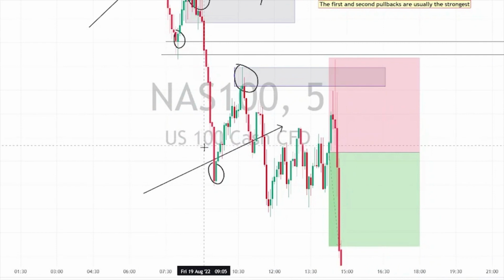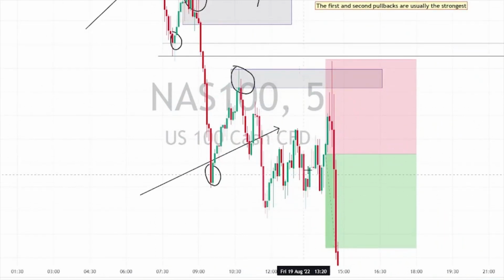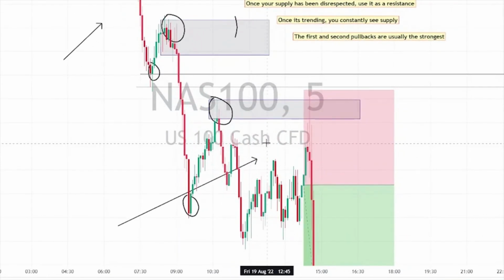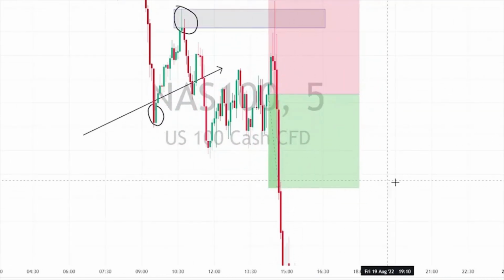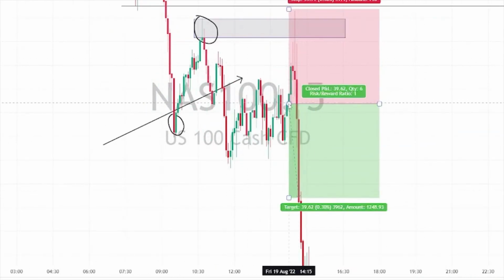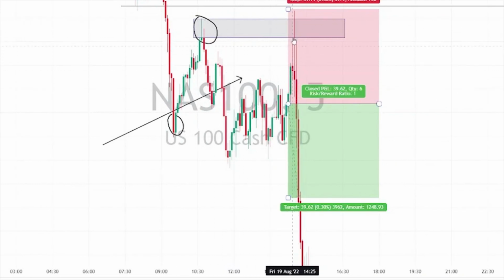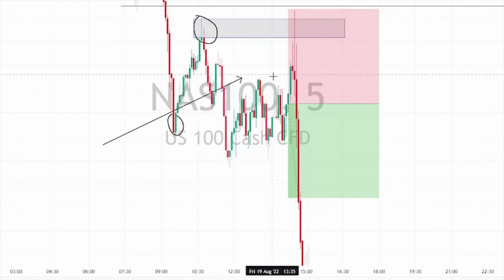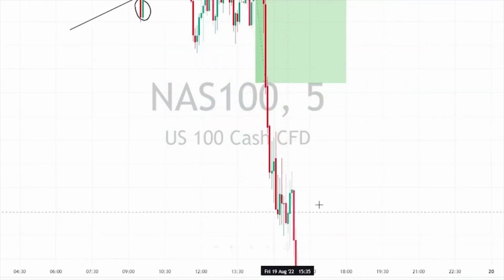You could see this is the first pullback, then it dropped. This is the second pullback, then it drops harder. So the first and second pullbacks are usually the strongest. It drops on a supply. Remember, we took this supply, we took this break. This is no longer a supply setup, this is a resistance or a liquidity grab setup. Liquidity grab setups usually have big risk to reward, because they have the money in their hands.